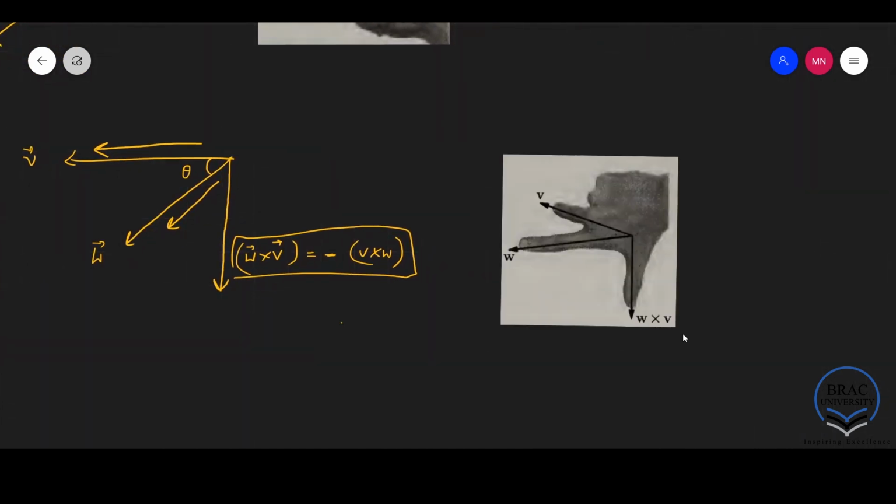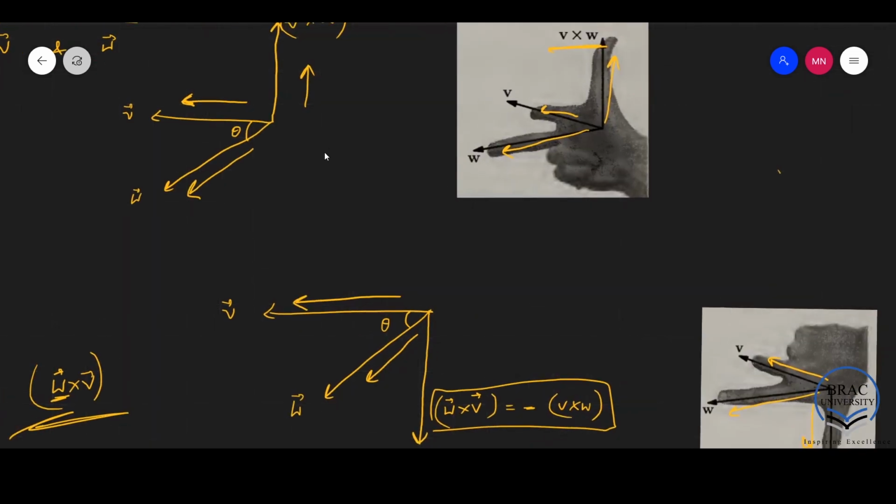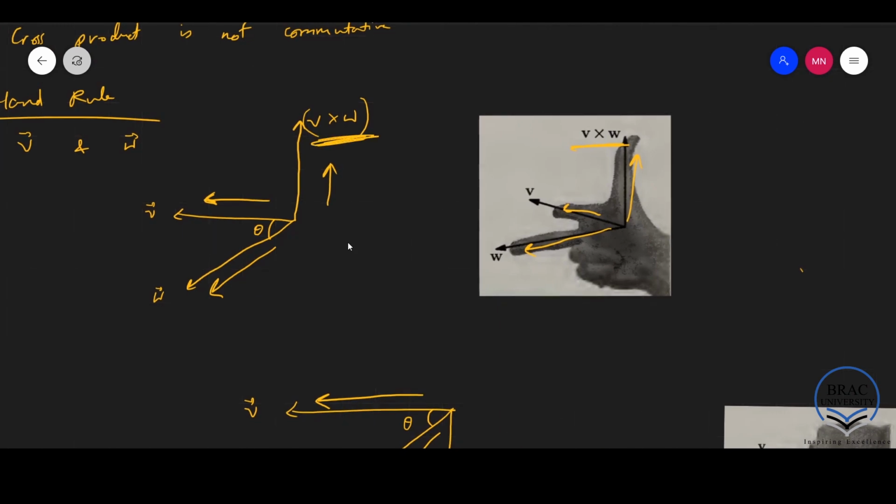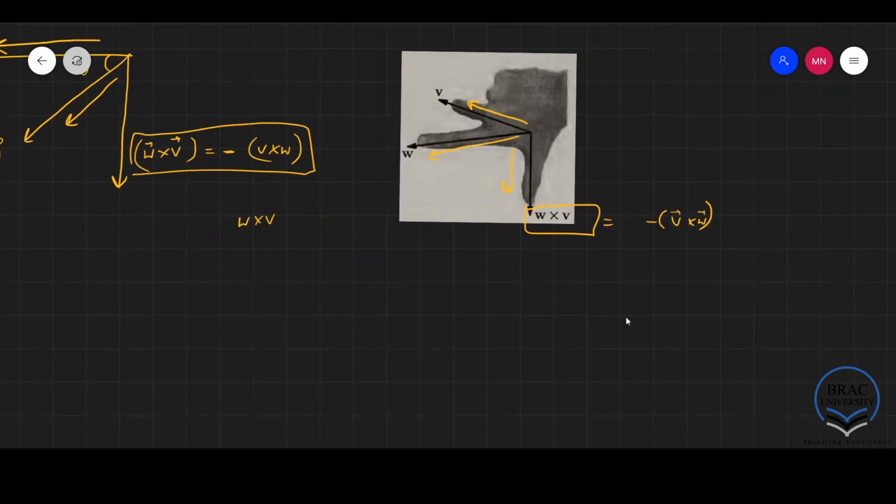For the case of w cross v, our index finger is in the direction of w, and our middle finger is in the direction of v. And from this we can find the direction of w cross v using our thumb, which is now pointing downwards. And this is also equal to minus v cross w, right? So for the previous case, as you can see, in the upward direction, this is v cross w, and if I consider minus v cross w, this is just in the opposite direction to this, right? It is now downwards, as you can see over here.